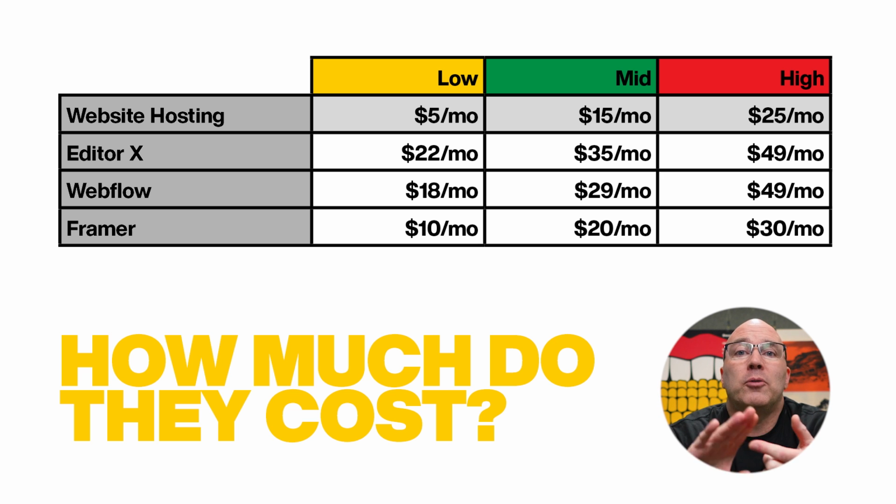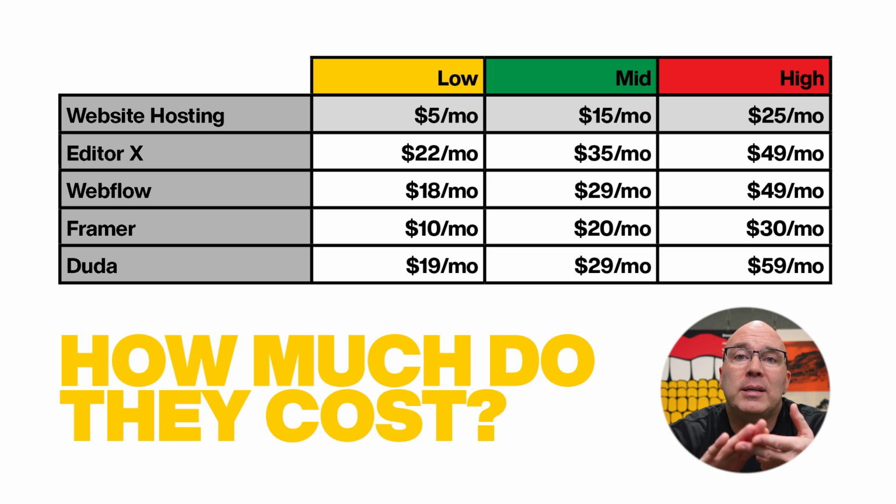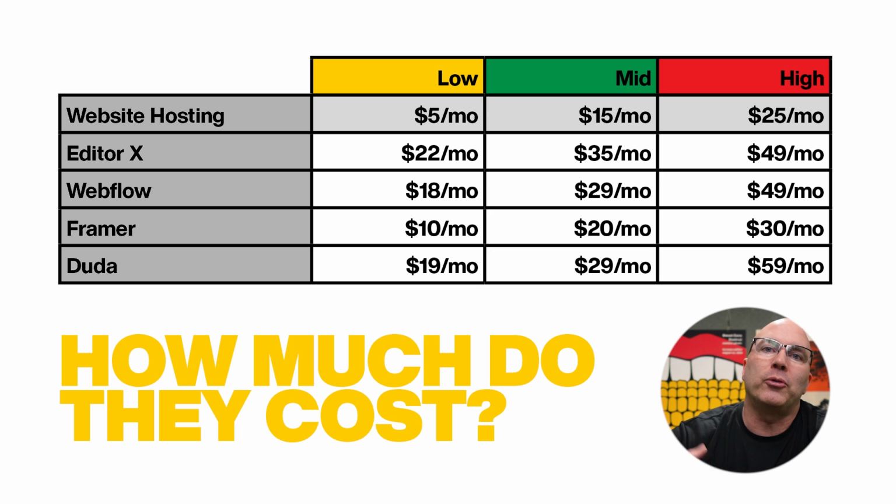Framer, $10 a month, $20 a month, $30 a month. So they're trying to undercut some of the price point there. And Duda, $19, $29, $59 per month. So we're seeing some similarities in the pricing there. Now this is just the general pricing. There are other prices available on these platforms if you use some of the other features like e-commerce and things. Those features will start to cost you more money, which is also consistent across all of the different platforms as well.